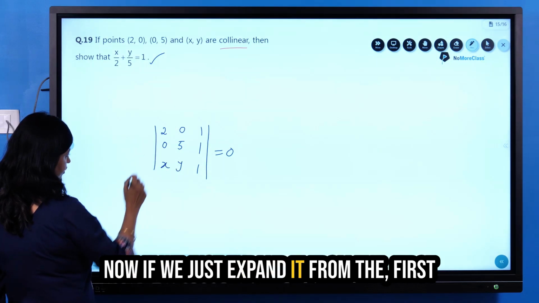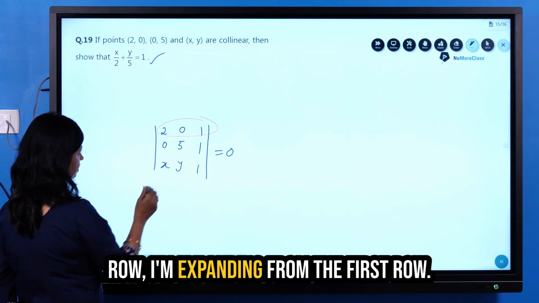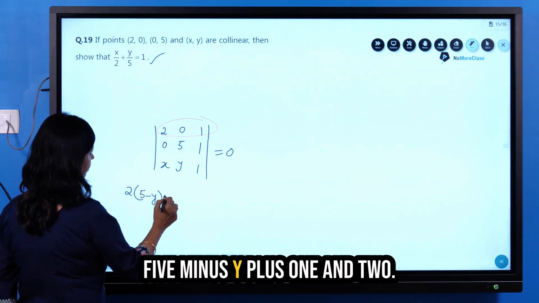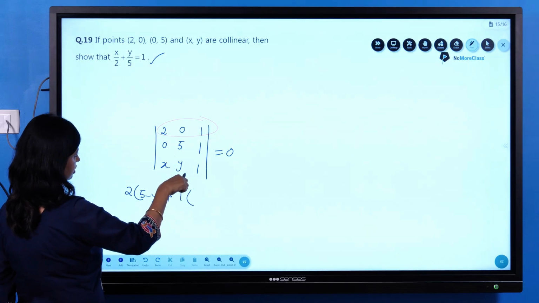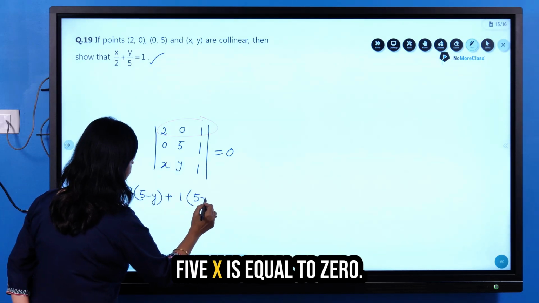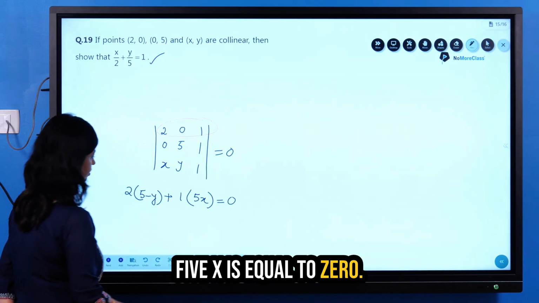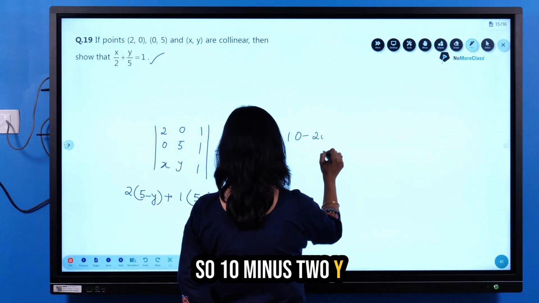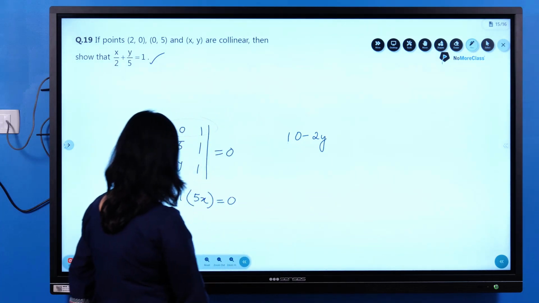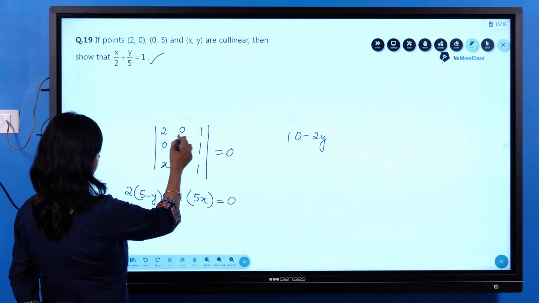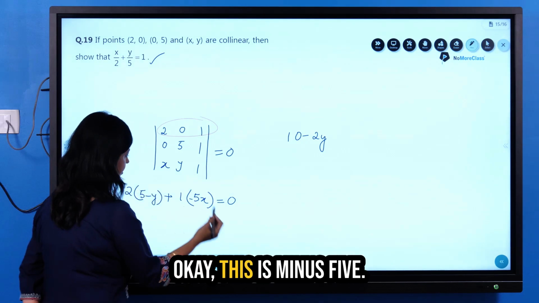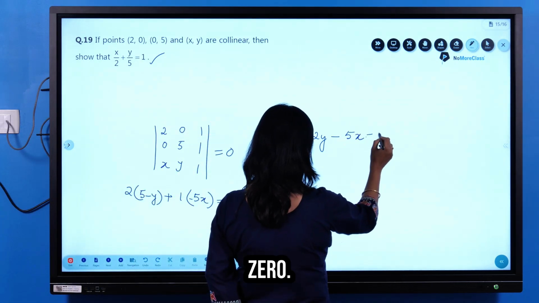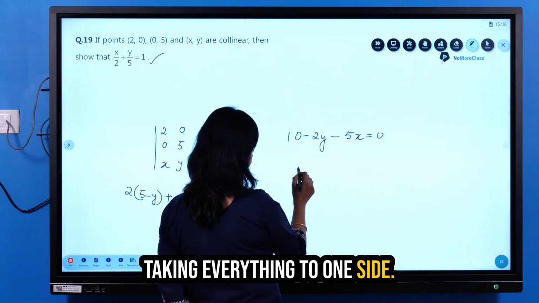Now, if we just expand it from the first row, I'm expanding from the first row, 2 into 5 minus y plus 1 into 5x is equal to 0. So, a little bit of manipulation. So, 10 minus 2y, 10 minus, okay, this is minus 5x is equal to 0, taking everything to one side.